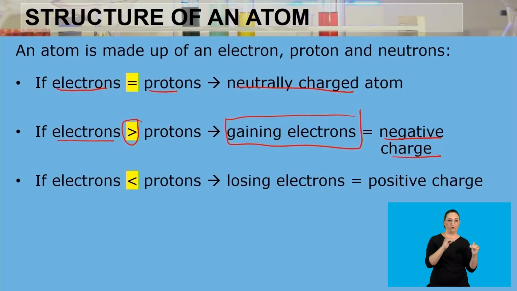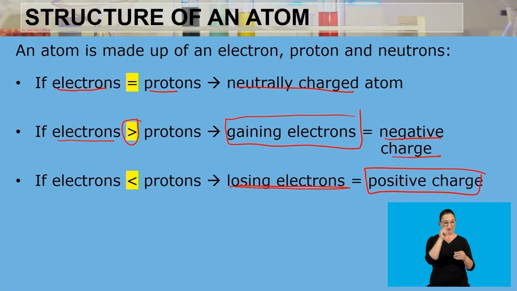However, should the electrons be less than the number of protons? So if we are starting from a neutrally charged atom, and now we're saying that that particular atom loses electrons, then what's going to happen? The electrons are going to be less than the number of protons. And when that happens, that atom is going to be positively charged, because protons are going to be more than the electrons, and we know that protons are positively charged. So the overall charge of that atom is going to be a positive charge.